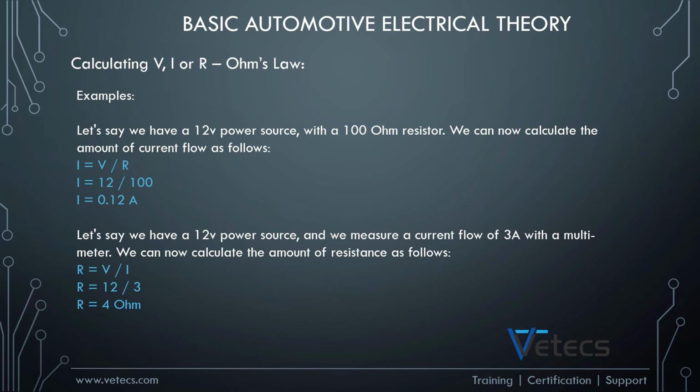In the next example, we have a 12-volt power source, and we measure a current flow of 3 amps with a multimeter. We can now calculate the amount of resistance as follows. R equals V divided by I. Therefore, R equals 12 divided by 3. R is therefore 4 ohms.